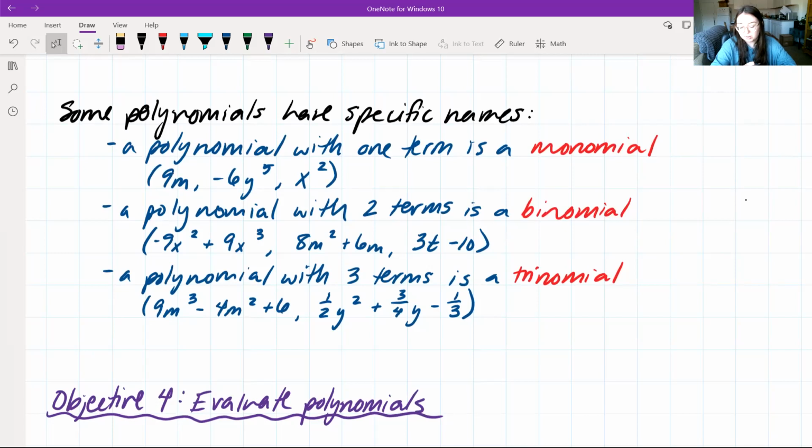Then a polynomial with three terms is called a trinomial. So this is going to be adding or subtracting three terms. So this would be something like 9m to the power of 3 minus 4m to the power of 2 plus 6, or something like 1/2 y squared plus 3/4 y minus 1/3. So there are different names, so we will occasionally call them these names as we go through our section.